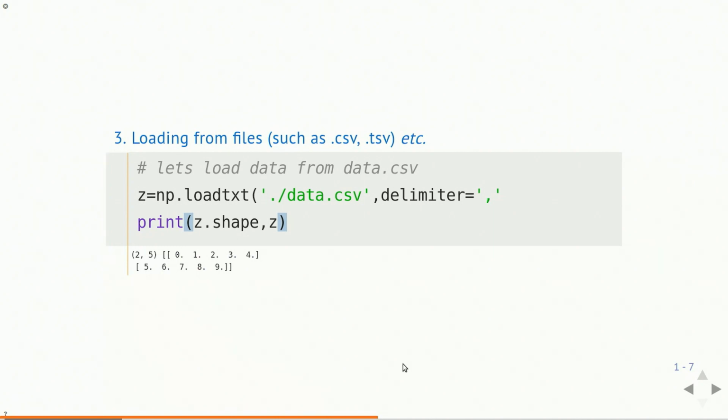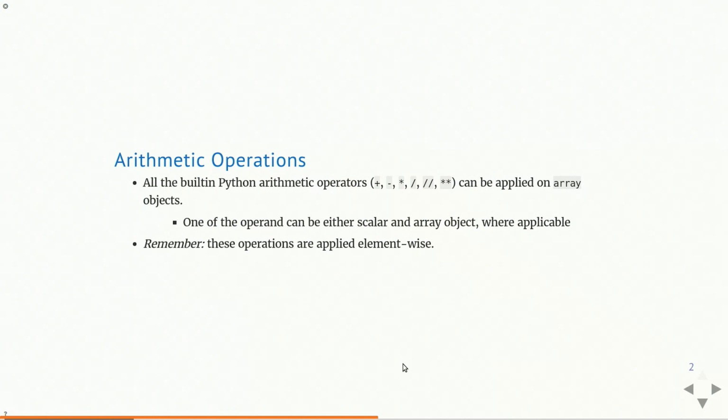Once we have created the arrays, our next logical step will be to understand what type of basic operations we can perform on these arrays. We can apply basic arithmetic, comparison, and logical operators on these arrays. For instance, in case of arithmetic operators, we can apply all the built-in Python operators on these arrays. In these operators, one of the operands can be either a scalar or an array where applicable. One important point to remember about these operations is that all these operations are applied element-wise. That means that we apply the operation on each element of the array individually.